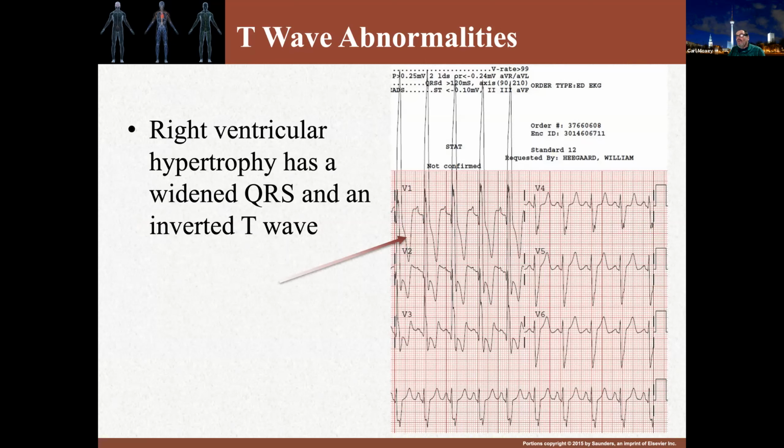stranger looking T wave. Now, in this case, we have an example of a right ventricular hypertrophy with a widened QRS. You can see this. It's not immediately apparent, but the QRS is in fact widened here. And look at the T wave. T waves are inverted. So we have this inverted T wave abnormality.